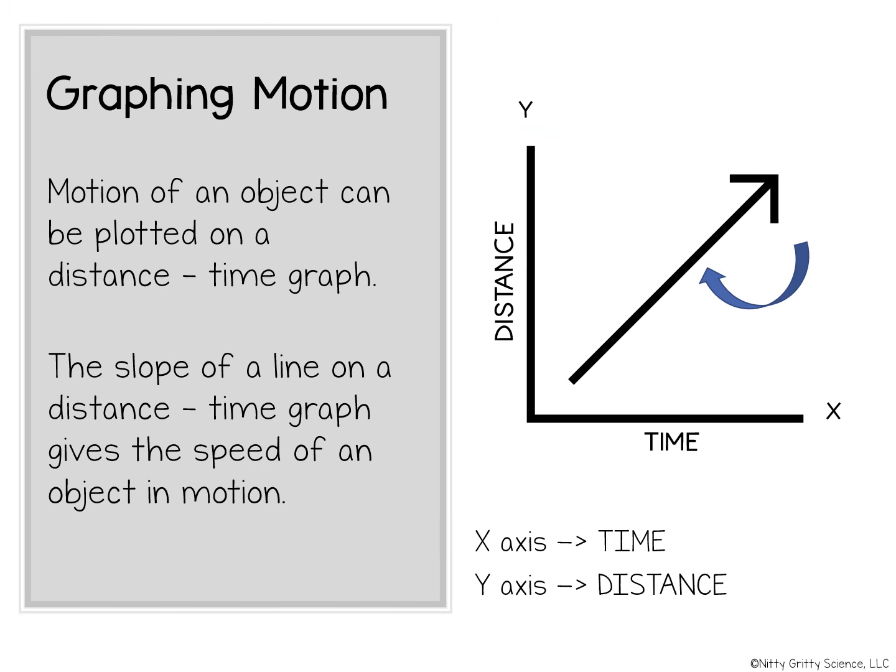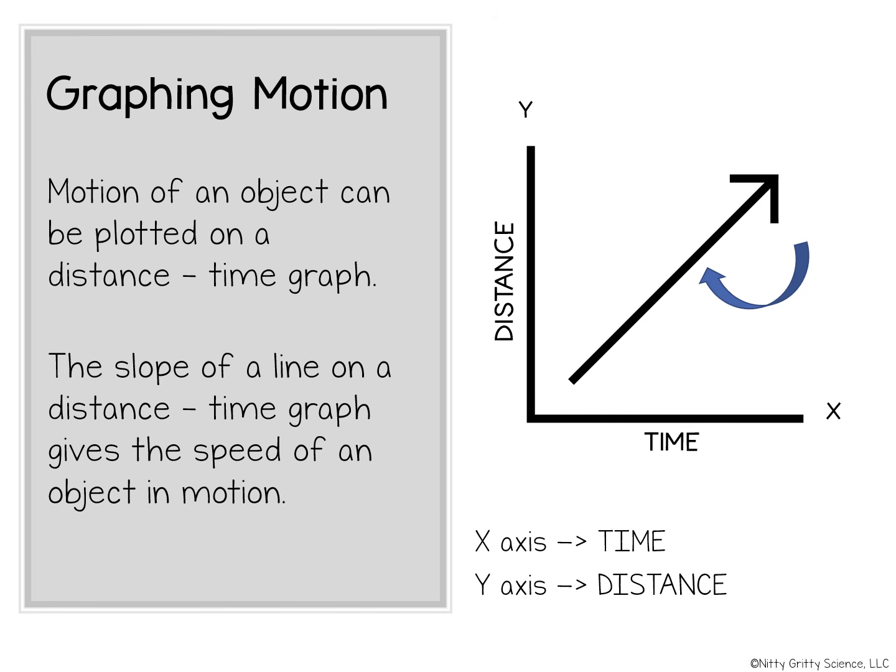Many times, scientists use a distance time graph to show the motion of an object over a period of time. Time is plotted along the horizontal or x-axis of the graph, and the distance traveled is plotted along the vertical or y-axis of the graph. When looking at a graph, the steepness of a line on a graph is the slope of the line. The slope of a line on a distance-time graph equals the speed. The steeper the slope, the faster the speed.